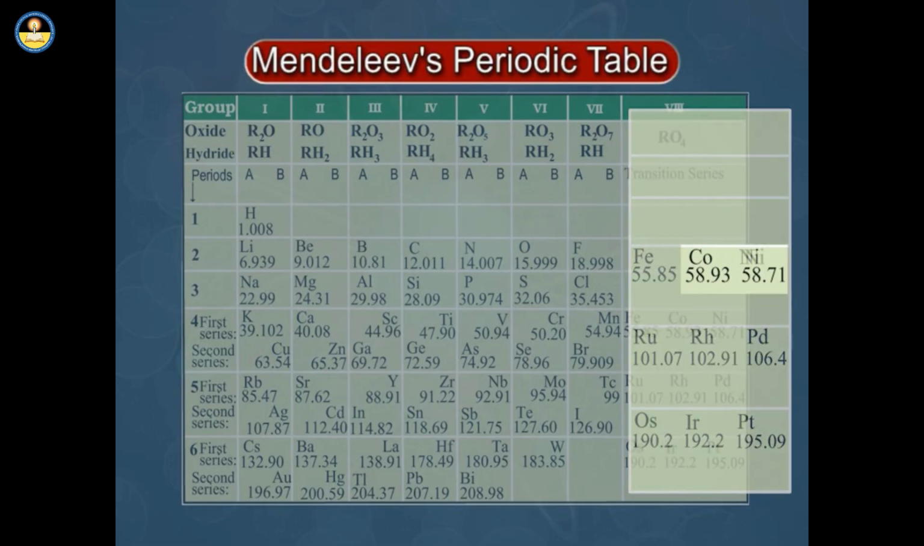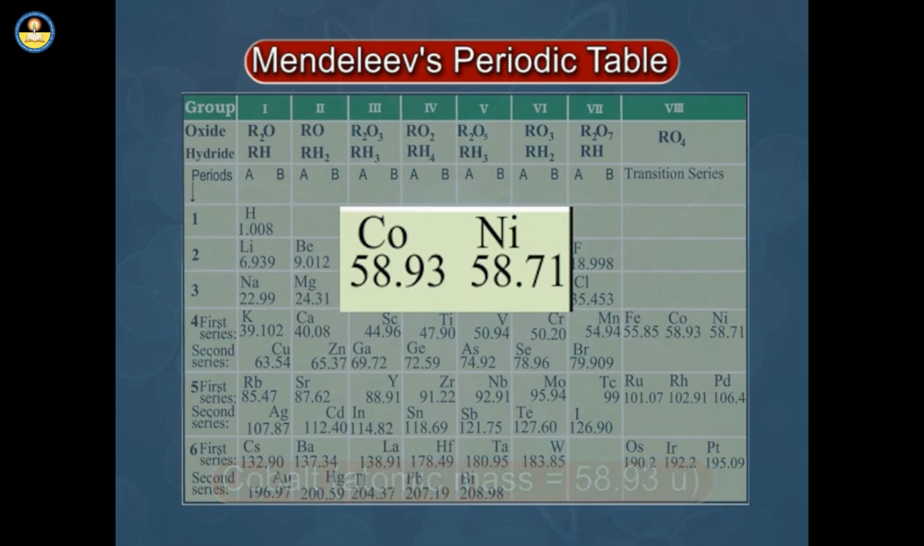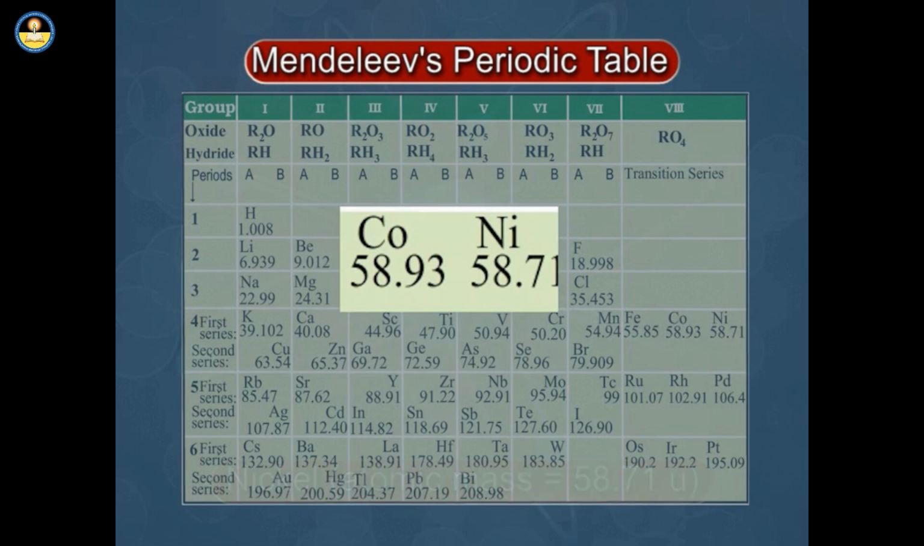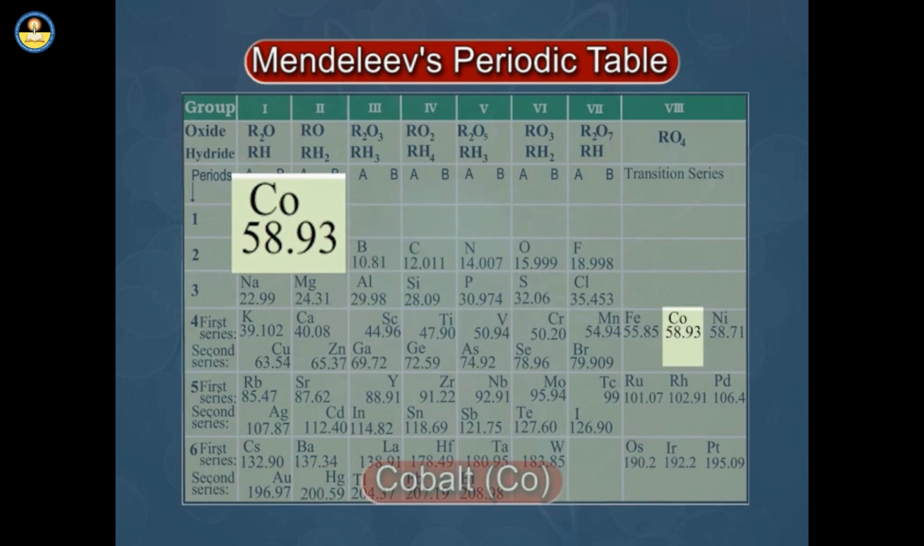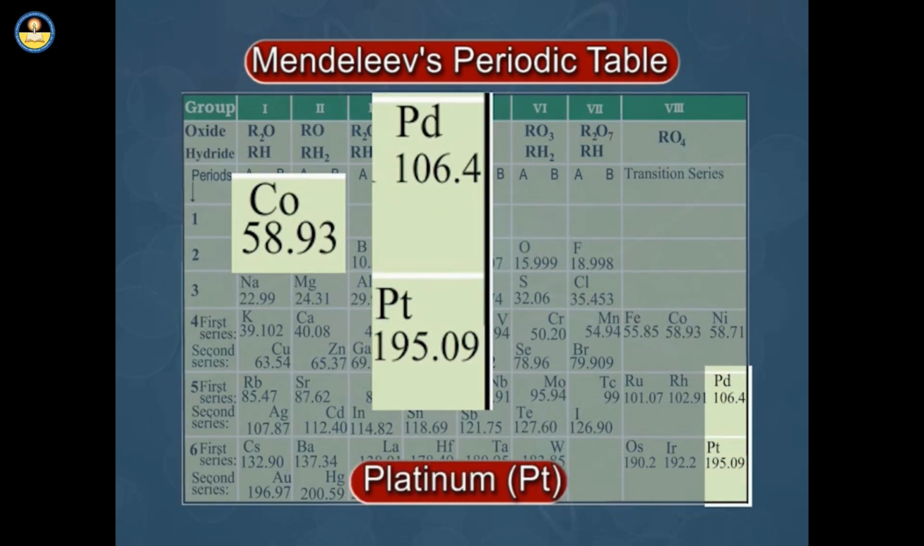For example, cobalt having atomic mass 58.93 unified mass was placed before nickel having atomic mass equal to 58.71 unified mass, because the properties of cobalt, that is Co, were similar to those of palladium, that is Pd, and platinum, that is Pt.